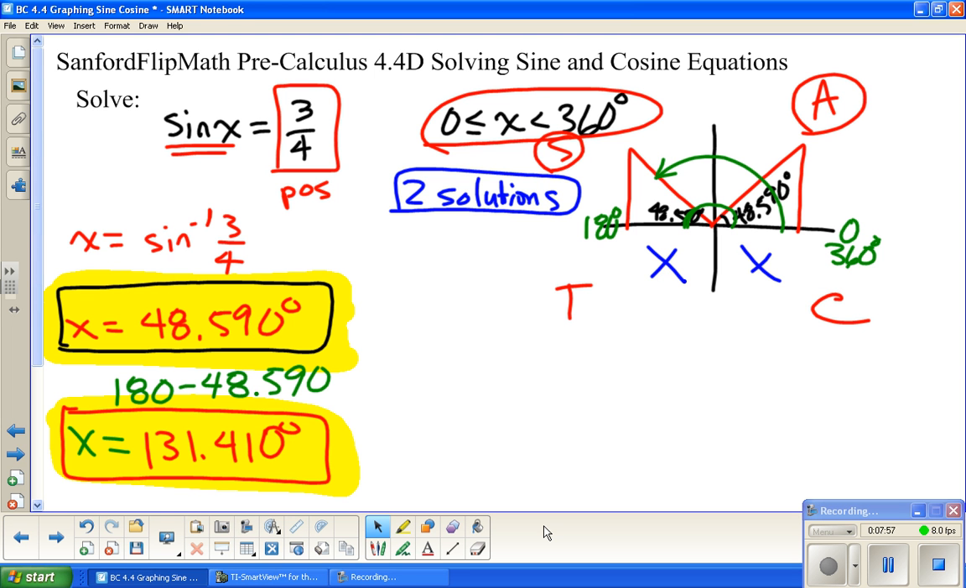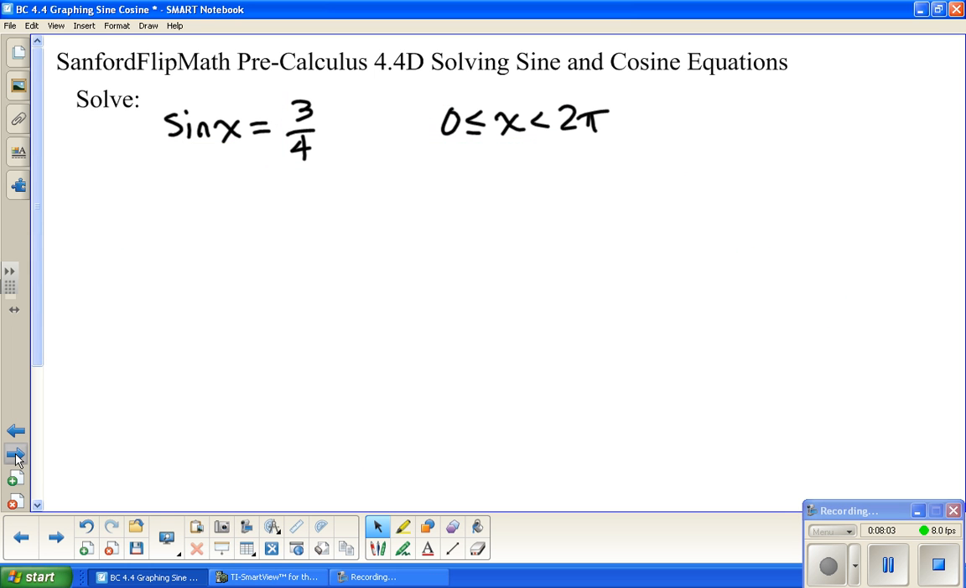So I want to do this again. Now look at the problem. Sine of x equals 3/4, 0 to 360. Sine of x equals 3/4, 0 to 2 pi. Is that the same thing? Yep, pretty much. It's just not in degrees, it's in radians. So I want to do the same exact problem again, only in radians.